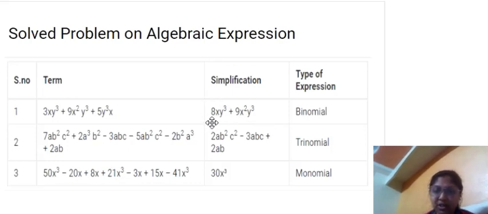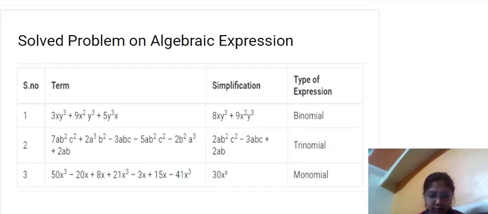So since the expression contains only two terms, we can write it as binomial expression because it contains only two terms. Now moving further, the other example is 7ab square c square plus 2a cube b square minus 3abc minus 5ab square c square minus 2b square a cube plus 2ab.